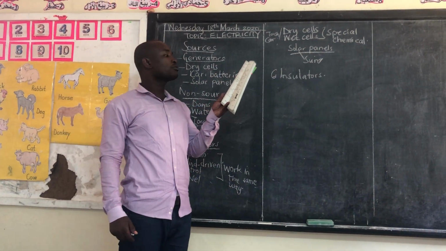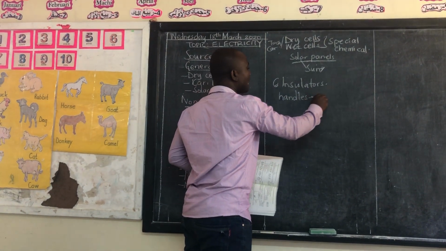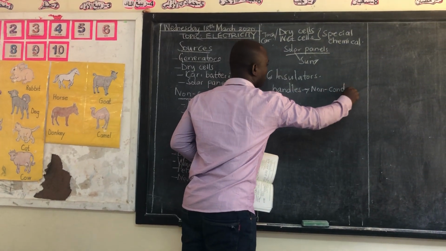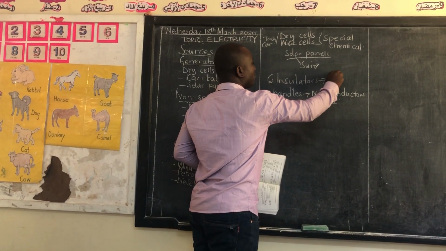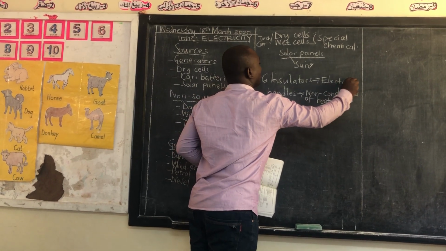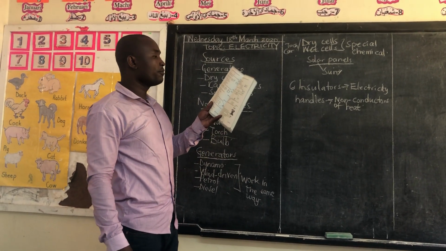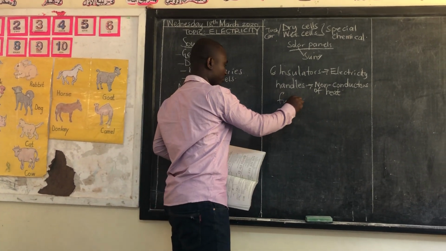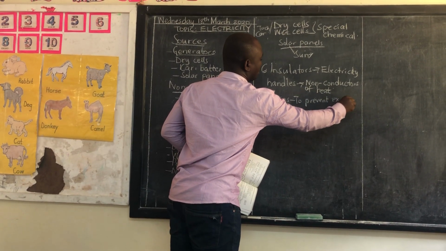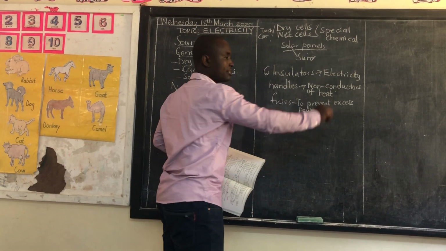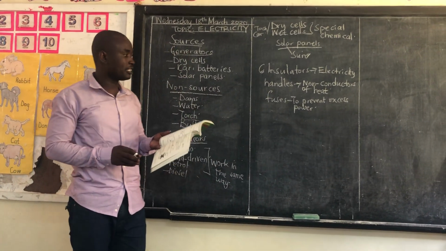When we go to B, handles of cooking utensils, these handles are made of non-conductors of heat. But for insulators, we are talking about electricity. So the correct answer for number 6 becomes A. C, fuses. Fuses are used to prevent excess power, so that electrical appliances are not interfered with by the excess power.